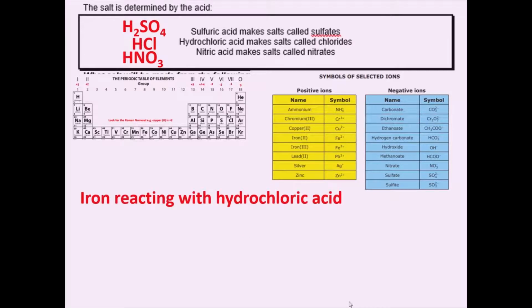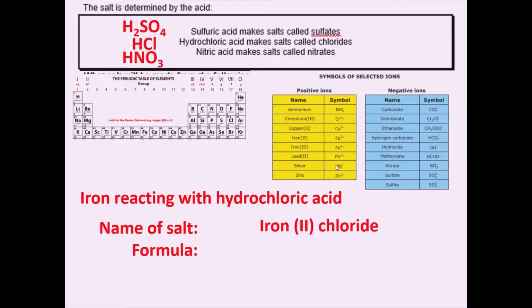Okay, next one, iron reacting with hydrochloric acid. Now, when iron reacts, it tends to give us iron 2 salts. So you'll see over here, iron 2 is Fe2+, so it's charged 2+. So, see if you can work out the name and the formula. So, iron, hydrochloric acid, that's going to give us iron 2 chloride. Formula, Fe plus 2, Cl minus 1, need 2 chlorines for every iron, so FeCl2.